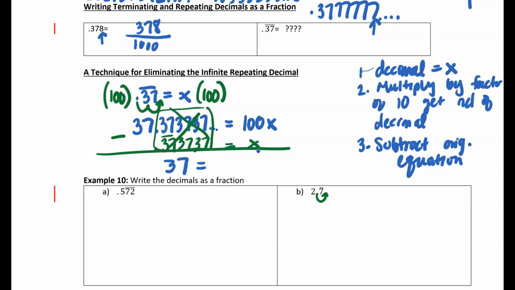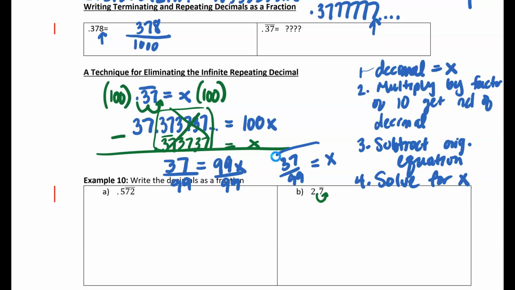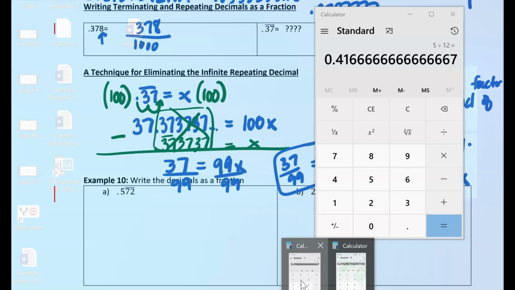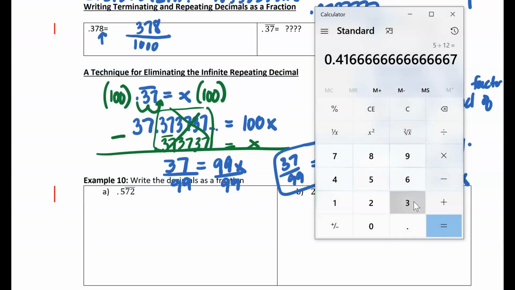And then 100x minus x would be 99x. And then step 4, you're going to solve for x. So now you're going to divide both sides by 99 and then reduce if you need to. So x equals 37 over 99. And then just to double check, let's grab our calculator and do 37 divided by 99, and voila, we get 0.37 repeating.